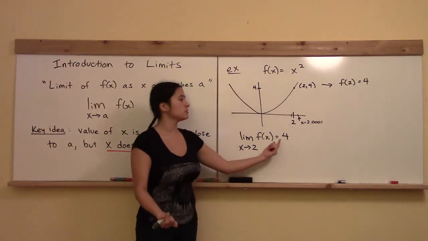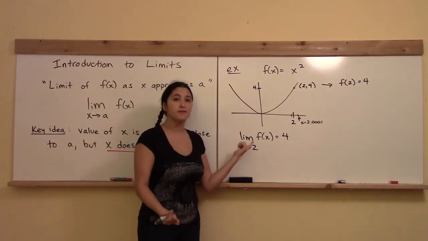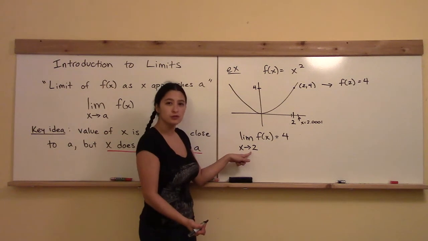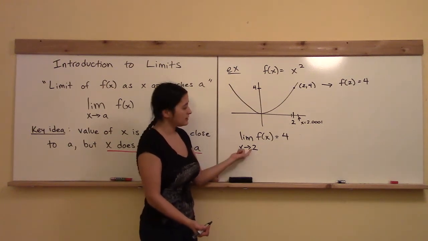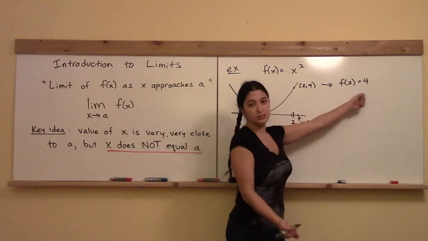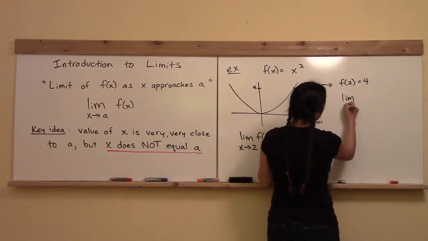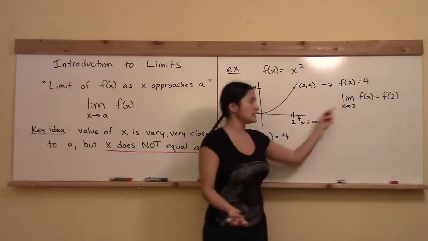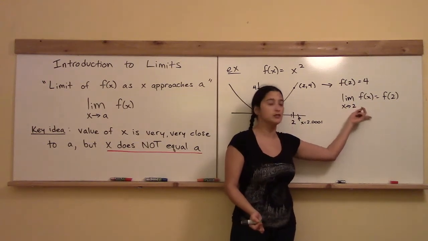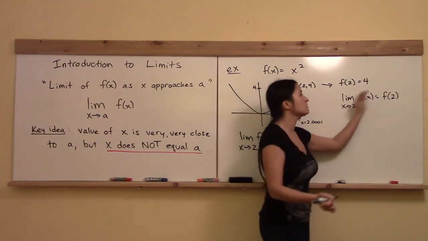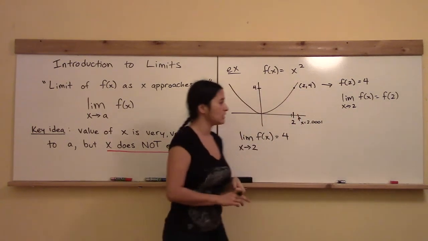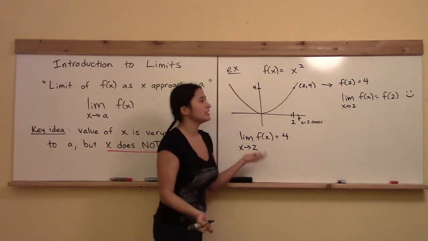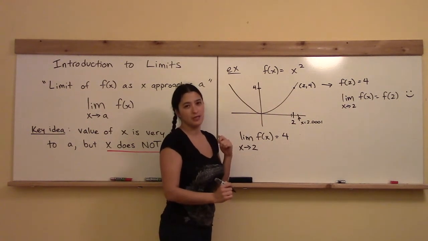Okay? The reason the answer is 4 is because the output of the function is approaching the value 4 as the input of the function is approaching the value 2. Alright? And it just so happens that f of 2 is equal to 4, which is to say that the limit as x approaches 2 of f of x happens to equal f of 2. Okay, this is a special property that we'll discuss later. It's called continuity, when the function's value is equal to the limit as x approaches that point. So for now, let's just say that this is nice. It makes me happy when it turns out that the limit is equal to the function value at that point.